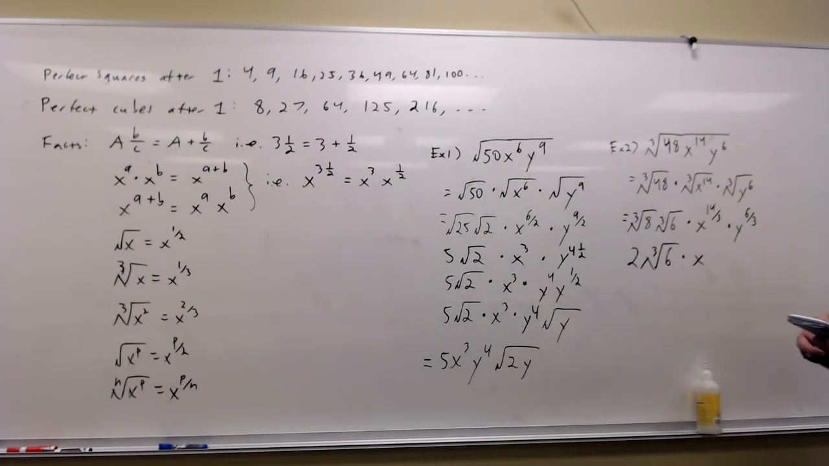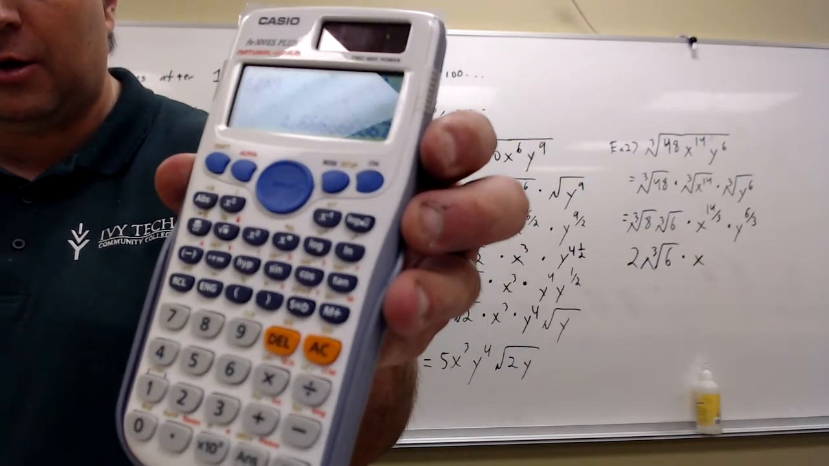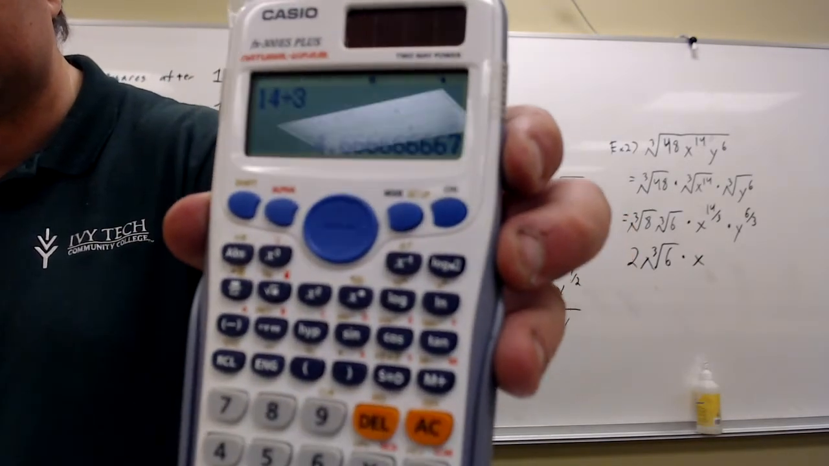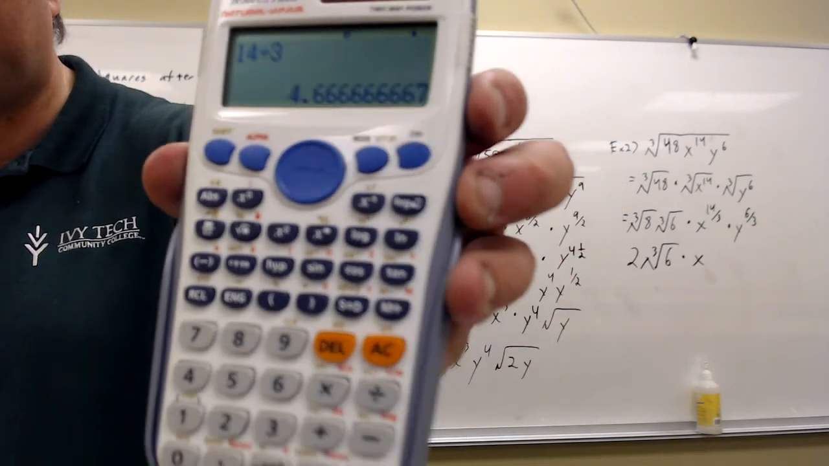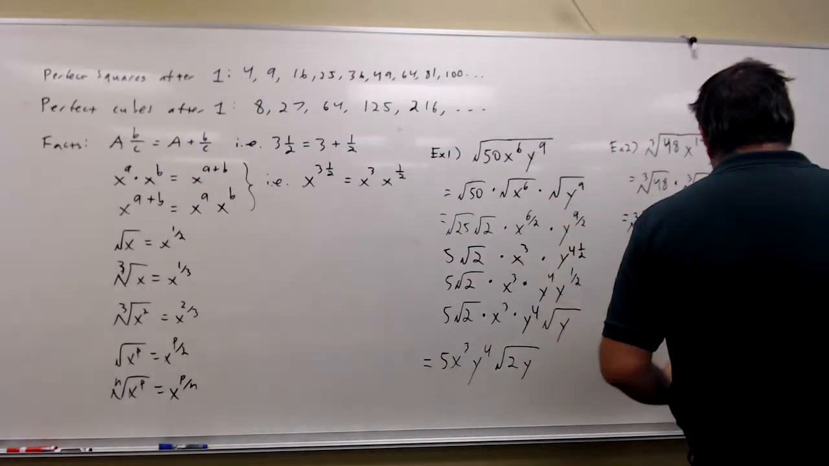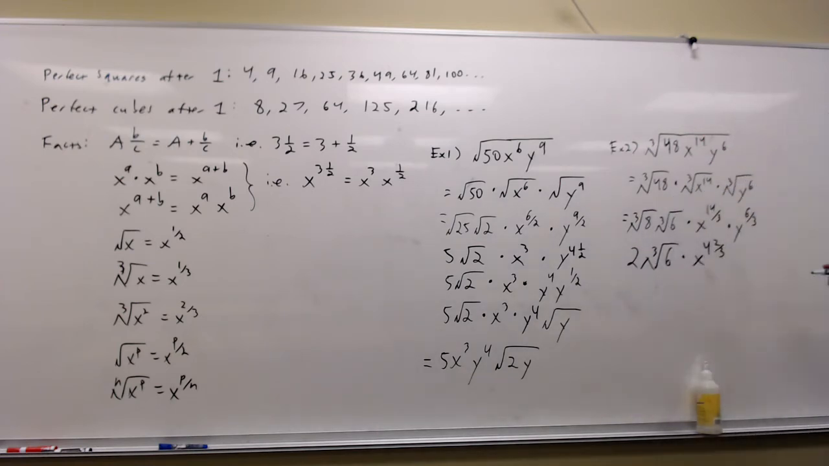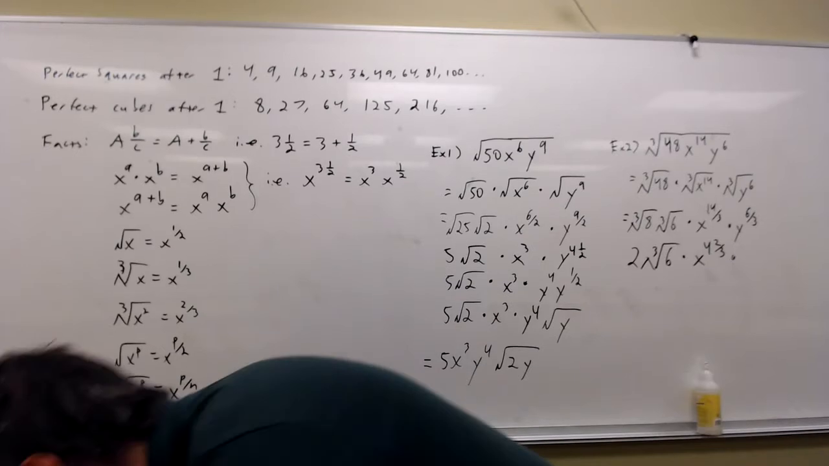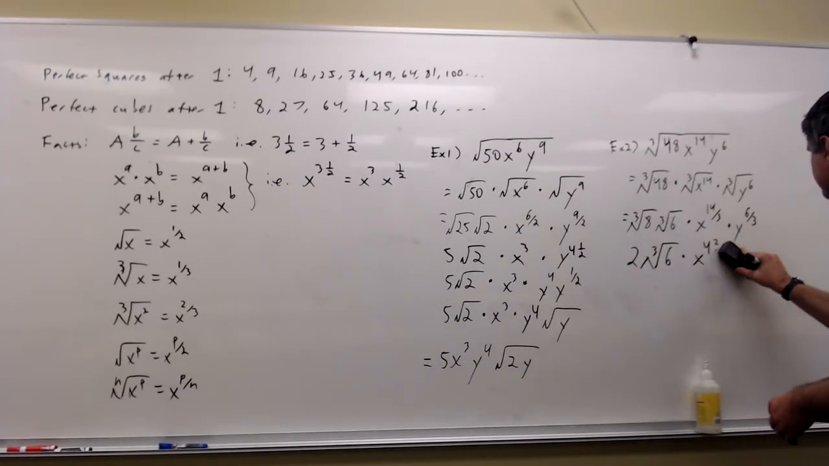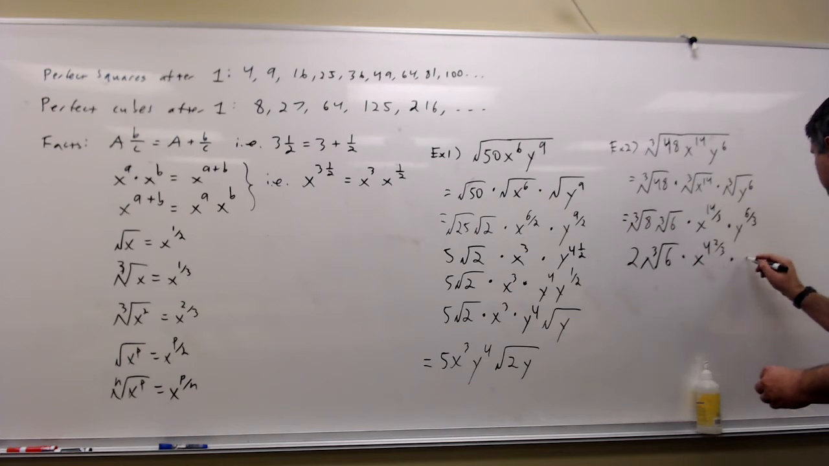14 divided by 3 is 4.666666 repeating. That's 4 2/3. 4 2/3 times, okay, I don't think that's very clear. I'll rewrite it. 4 2/3 times y squared.